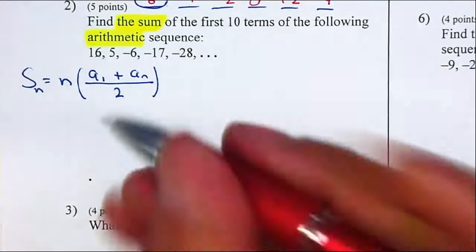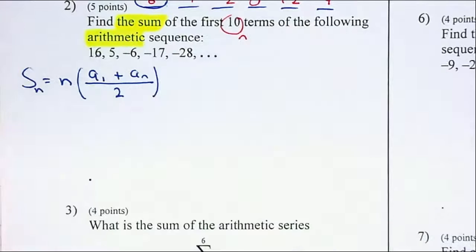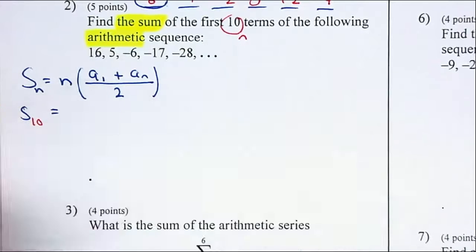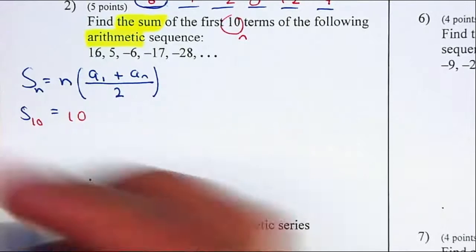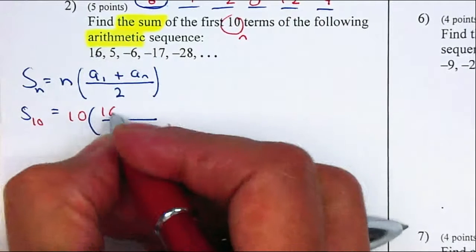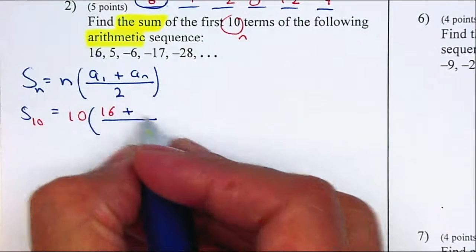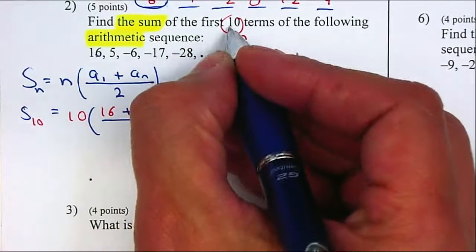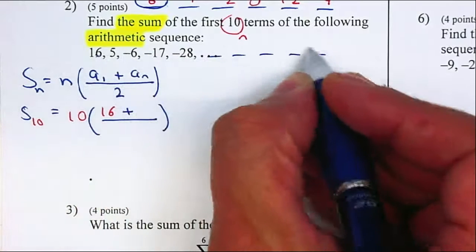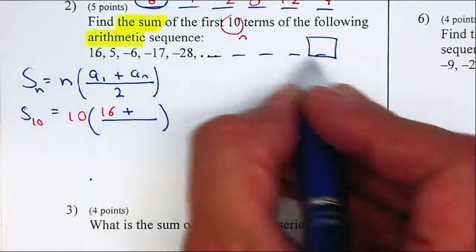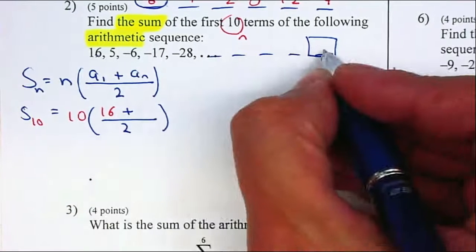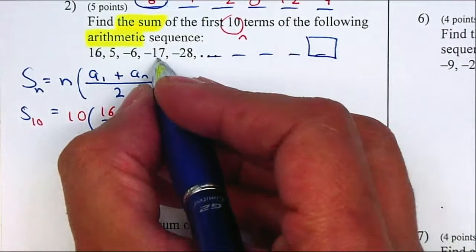N is how many numbers do we need to add up? 10. So the sum of the first 10 numbers will be n, which is 10. A1 is the first number, which is 16, plus, we're looking for the last number. In this case, is the 10th number, because we're going to be adding 1, 2, 3, 4, 5, 6, 7, 8, 9, 10. So I'm looking for the first number and the last number, and we're going to divide it by 2.